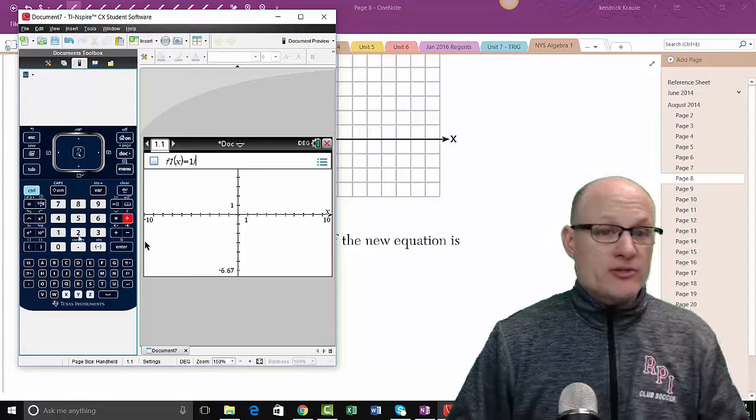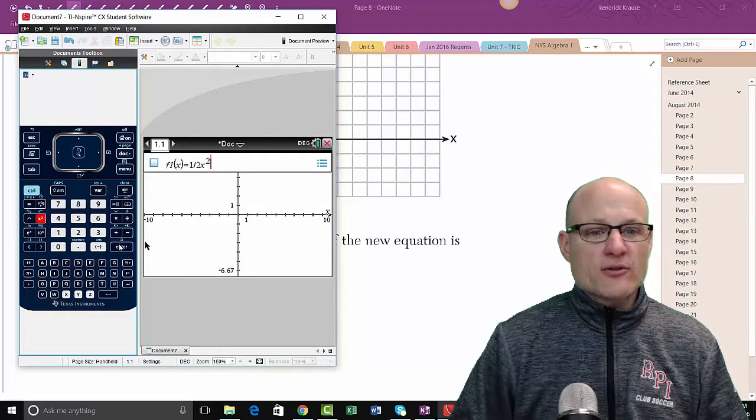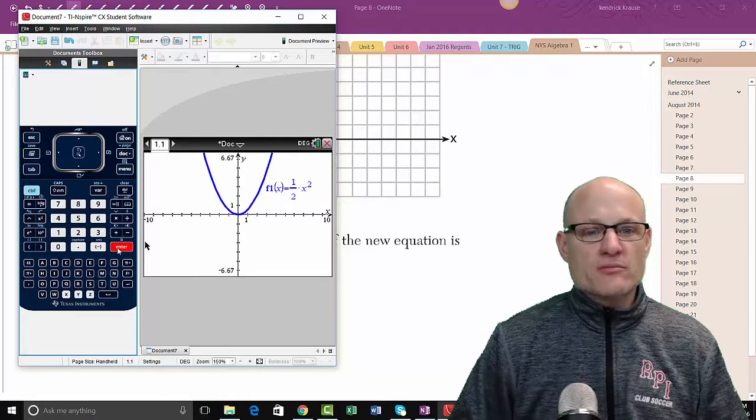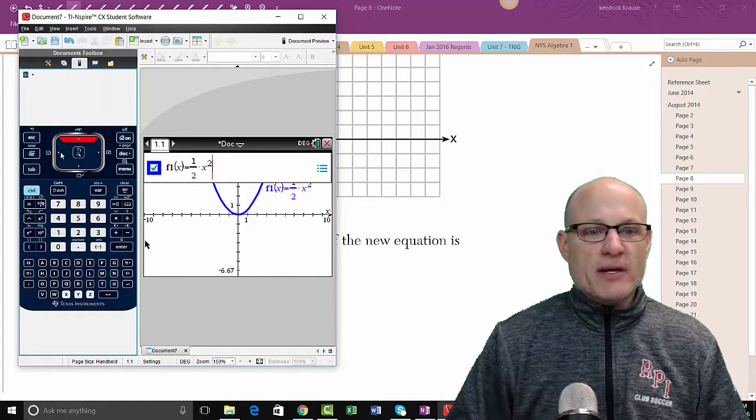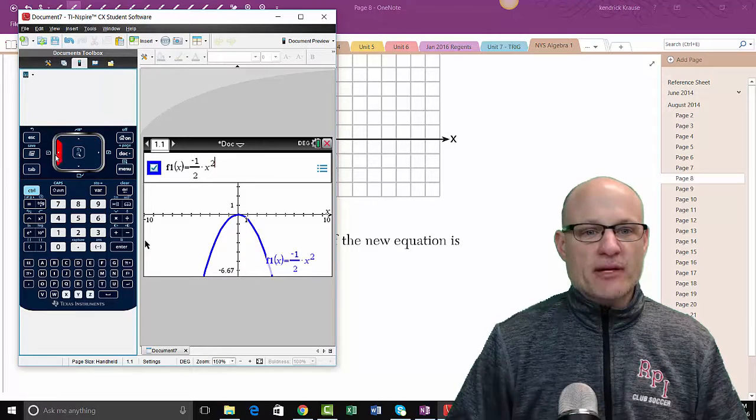And I'll type in, let's go, 1 divided by 2 x squared. Oh, now if I made that negative, tab, up. If I made that negative 1/2, what would happen? Negative means it's going down. You see how you can use your calculator? Now, if that wasn't a half, let's just say it was a 2. Let's get rid of the half and make it a 2.